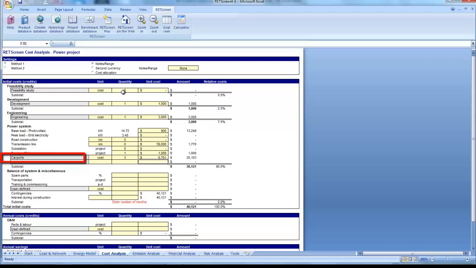We will assume a delivery cost of $800, which we will input in the next section. The formula used is 3 times 6,701, which gives a total cost of $20,103.